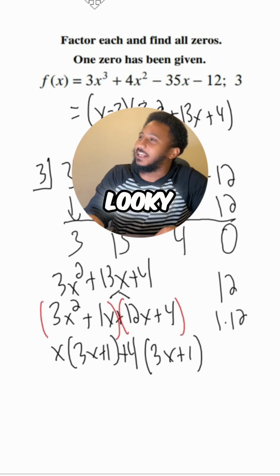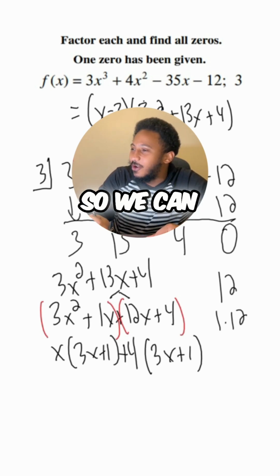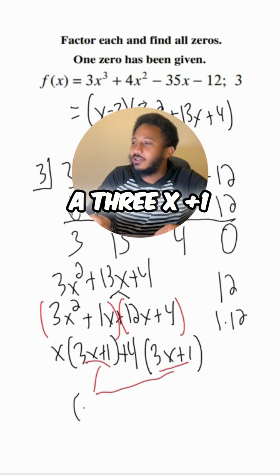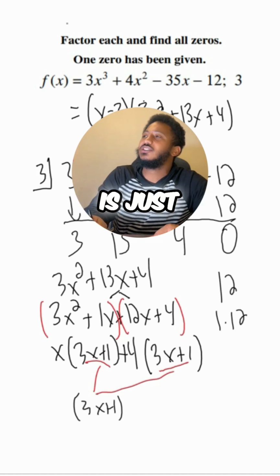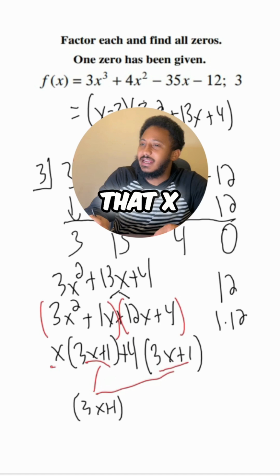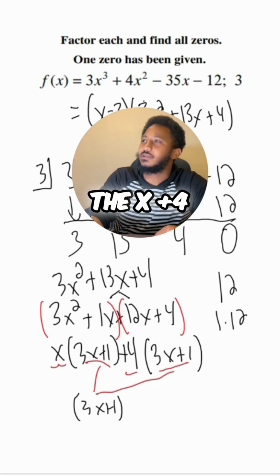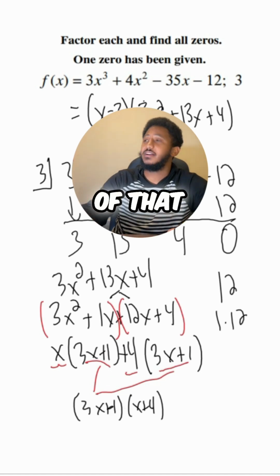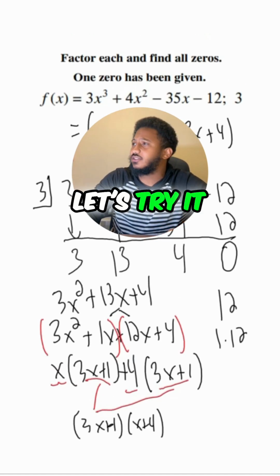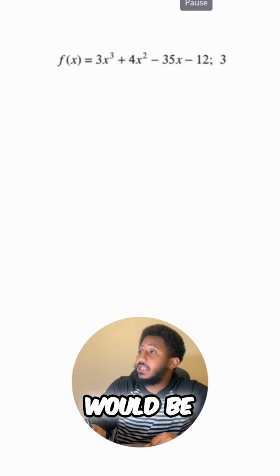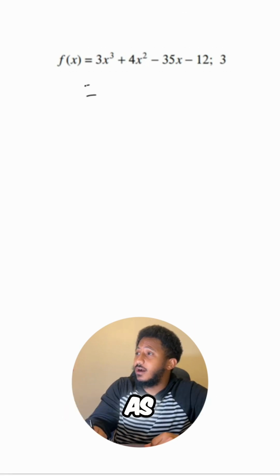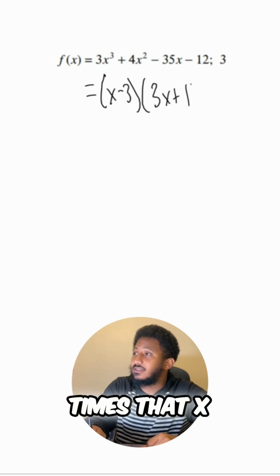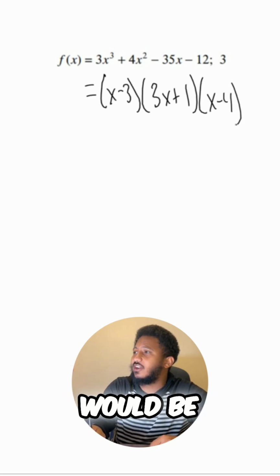And looky, they both have a 3x plus 1 in common. So we can take a 3x plus 1 off of each. If I take a 3x plus 1 out of each, what's left is just those parts in front, that x plus 4. So 3x plus 1 times x plus 4 would be the factored form of that. If we want to finish factoring this, we said 3 was given, so x minus 3 times that 3x plus 1 times that x plus 4. Okay, that would be our factored form.